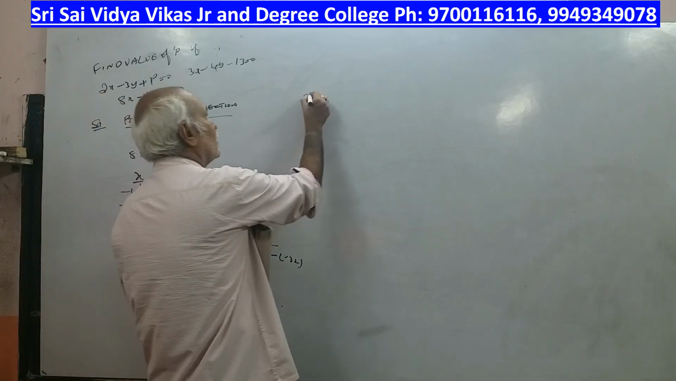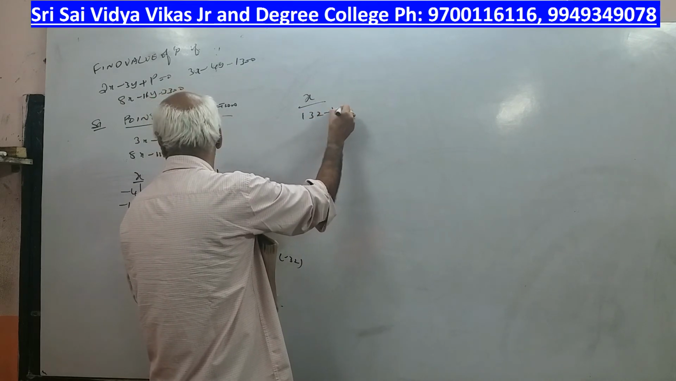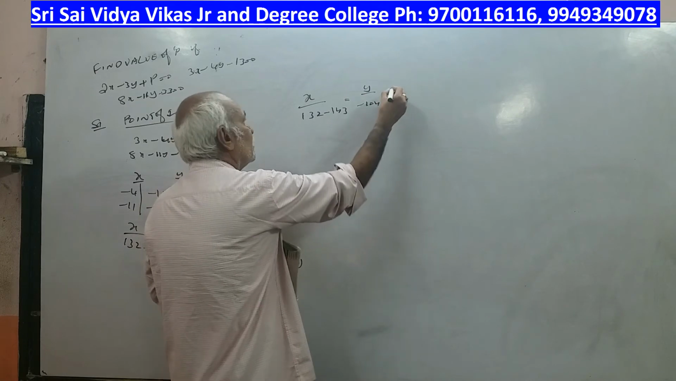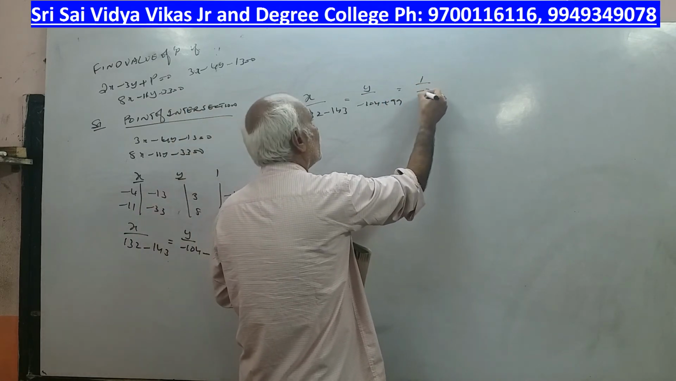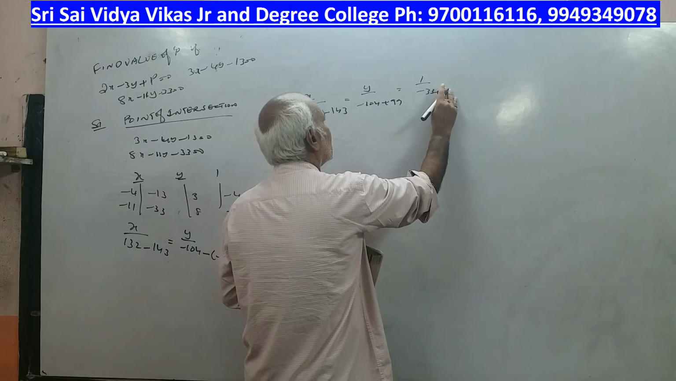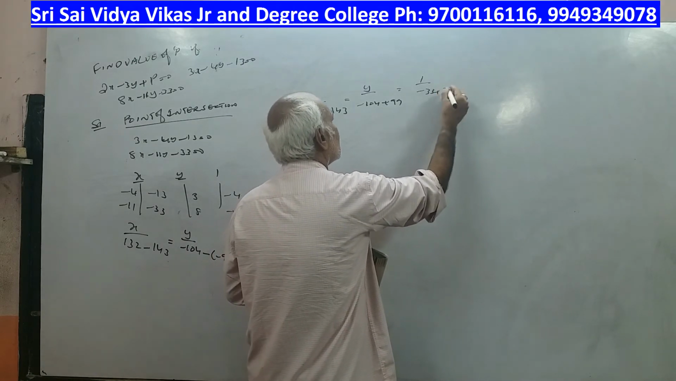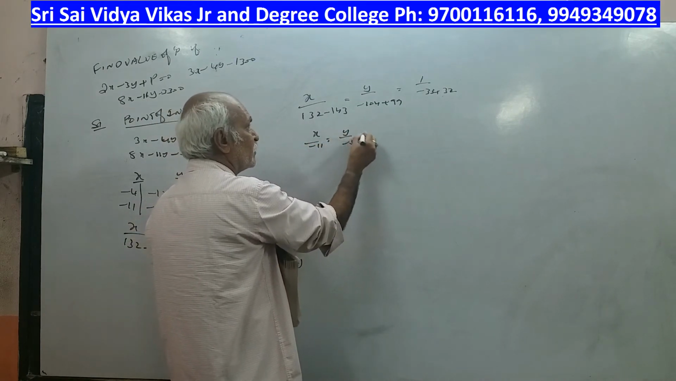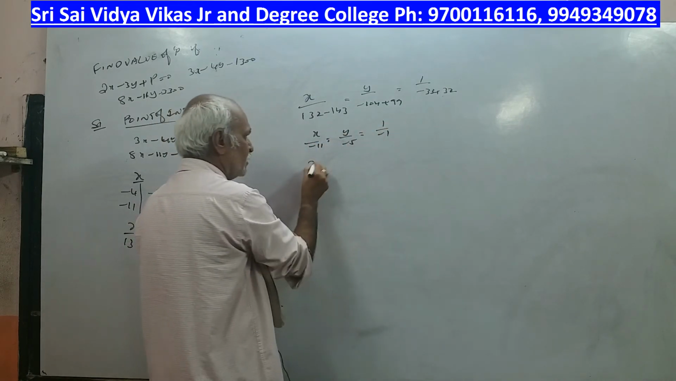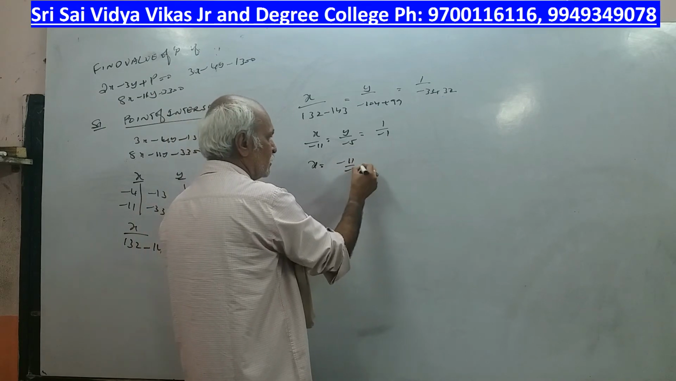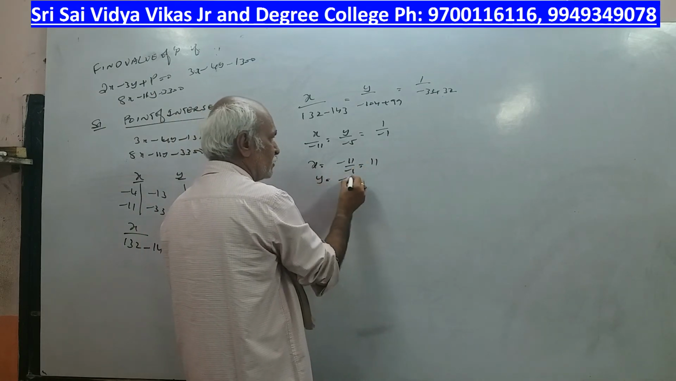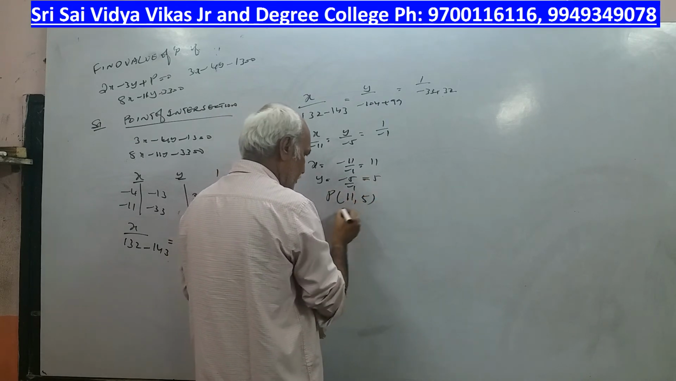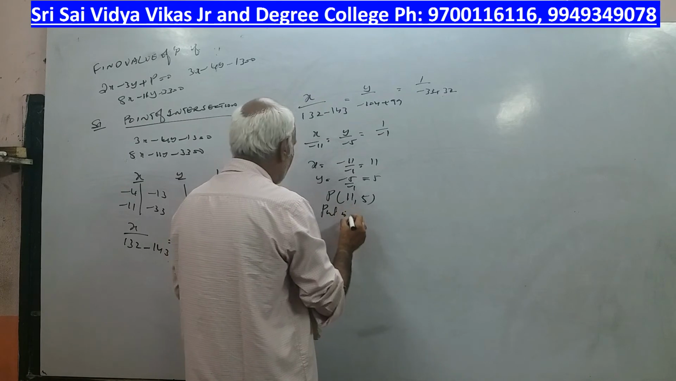So x by 132 minus 143 is equal to y by plus 99 is equal to 1 by minus 33 plus 32. Okay, so x by minus 11, y by minus 5 is equal to 1 by minus 1. x is equal to what, sir? 11, y is equal to minus 5 by minus 1, 5. So what is the P point? 11 comma 5.